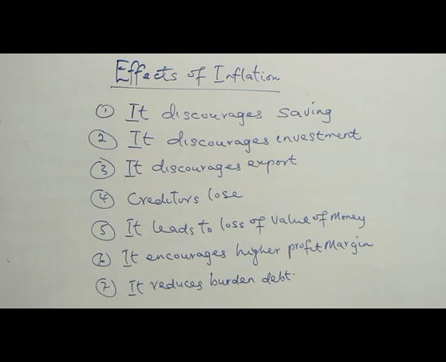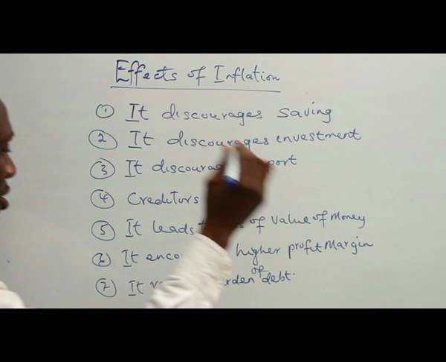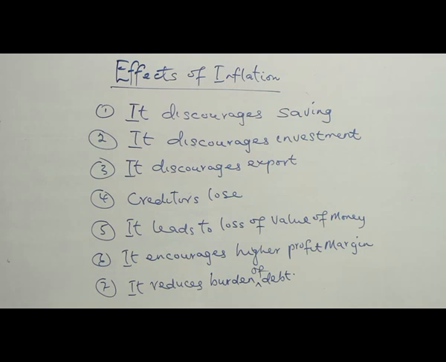Number seven, it reduces the burden of debt. Here, the debtors benefit when there is inflation. How? When they are returning the money, it will have lost its value. Before that, they will have used the money to make more money. So when they are returning it, it won't be the value that they got from their creditor. Having used the money for so many things that yield them a lot of profit, they will be able to have a reduction in the burden of debt.